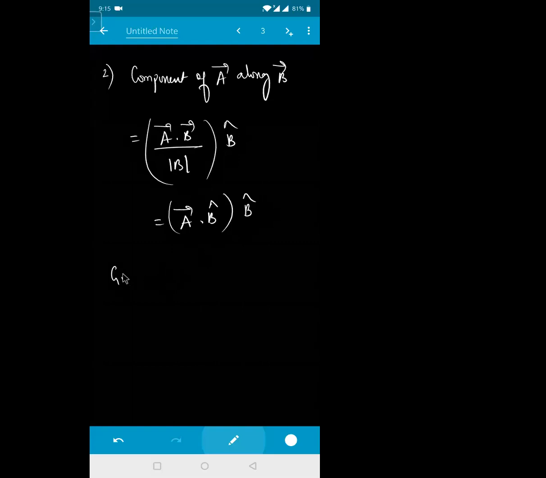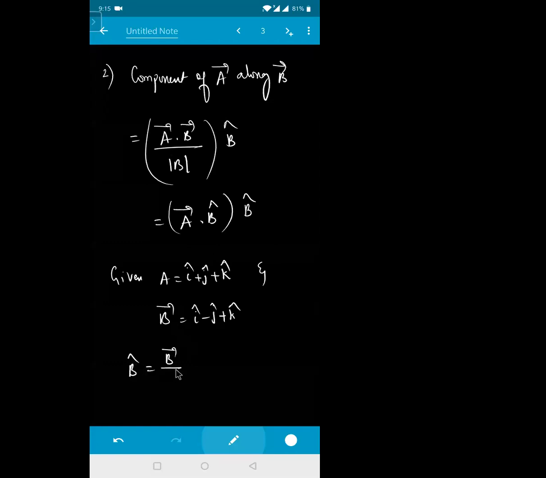Given in the problem, A bar is equal to I cap plus J cap plus K cap, and B bar is equal to I cap minus J cap plus K cap. Now what is the value of B cap? B cap is equal to B bar divided by mod of B. So B bar is I cap minus J cap plus K cap divided by mod of this, which is root of 1 square plus 1 square plus 1 square, so that becomes root 3. So B cap is I cap minus J cap plus K cap divided by root 3.